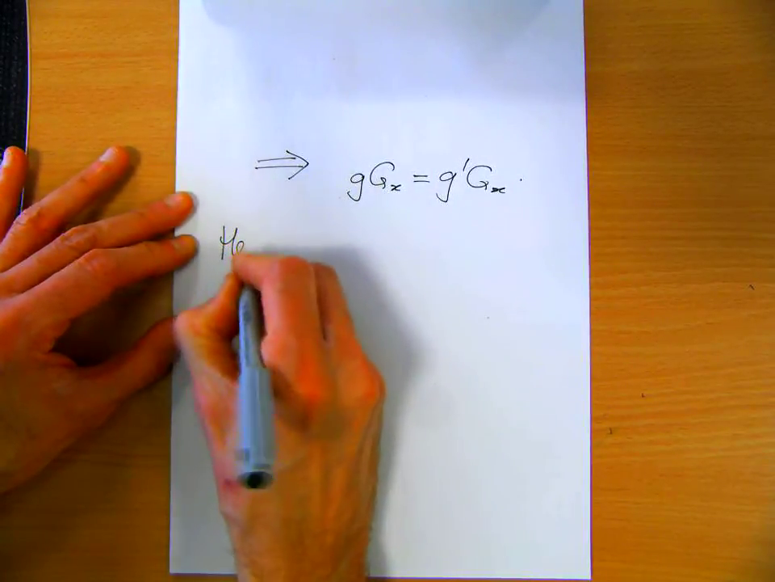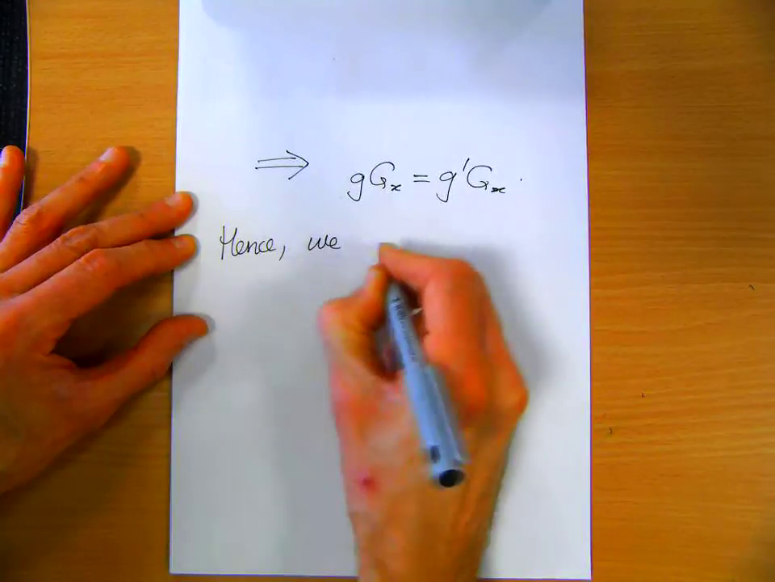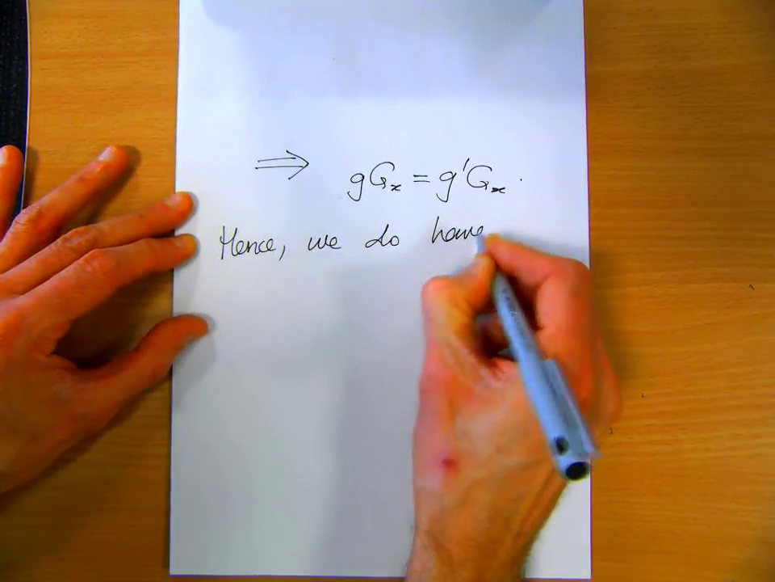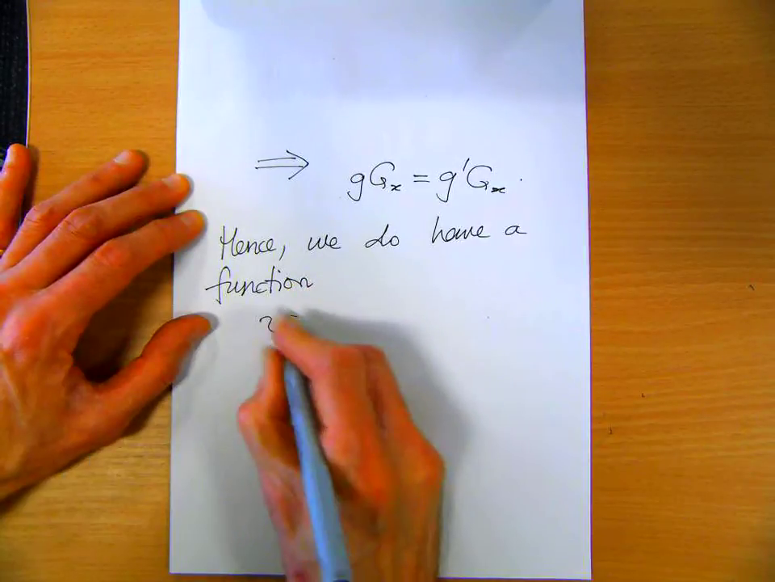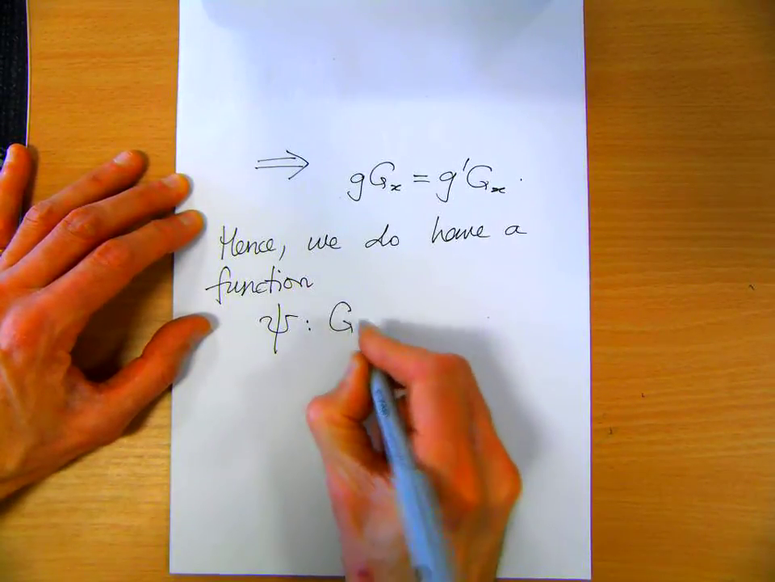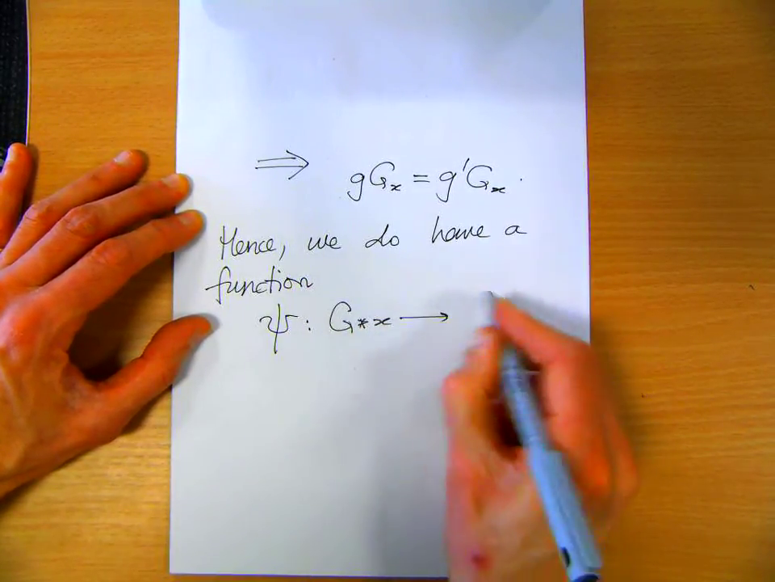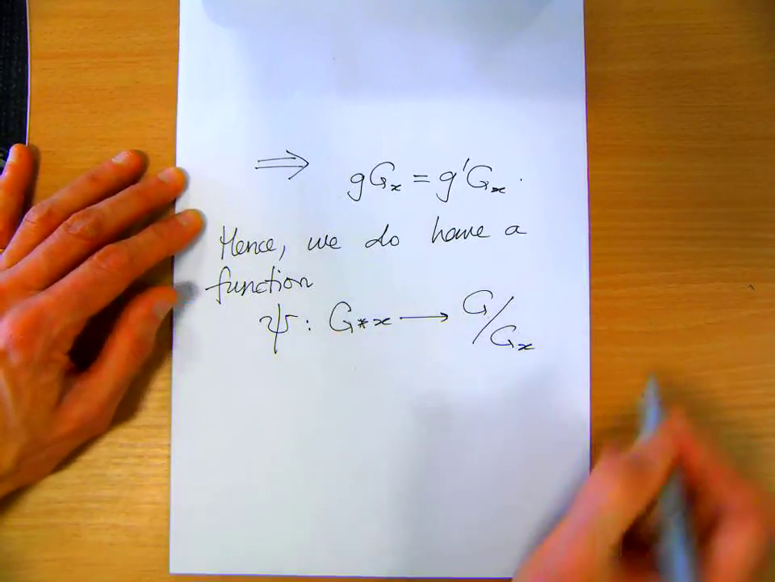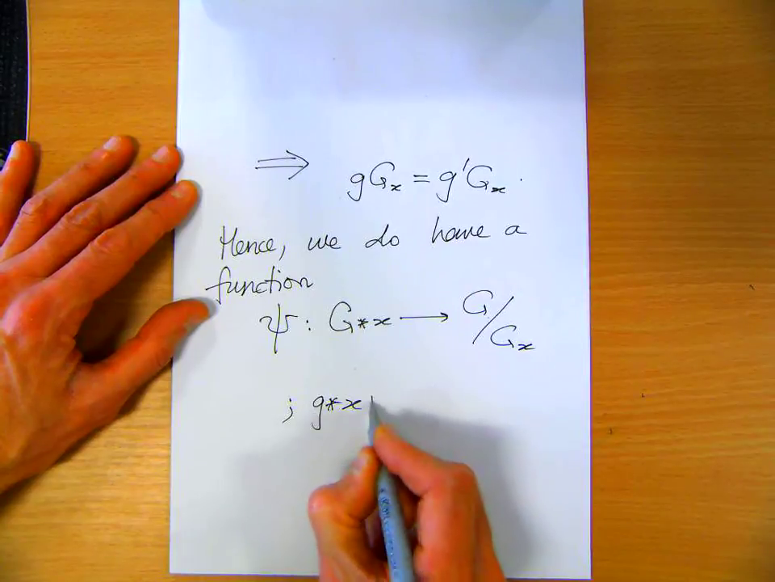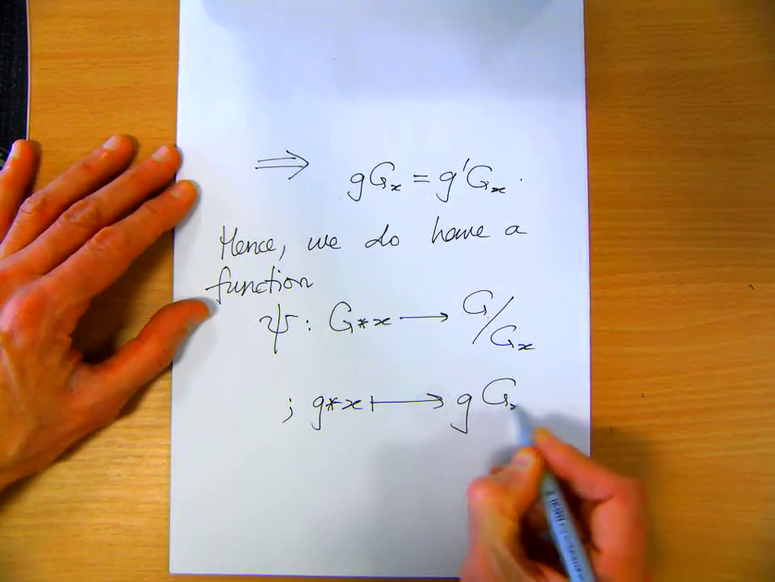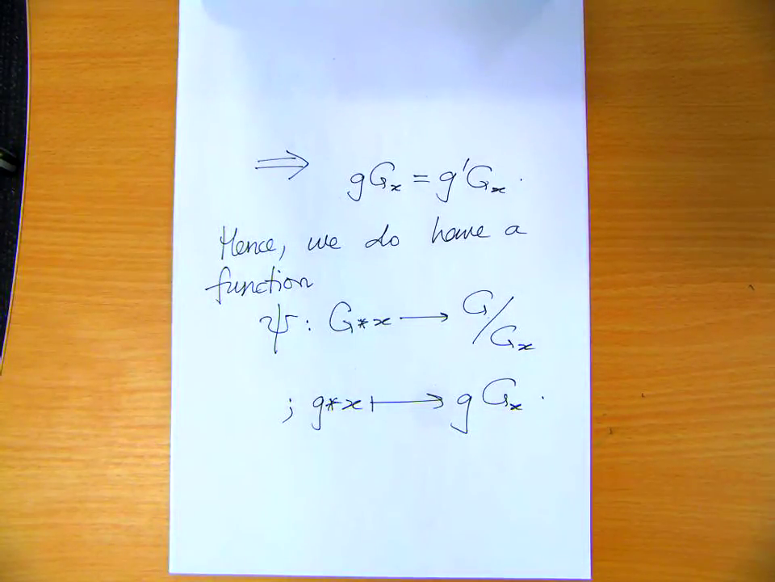So hence, we do have a function. I mean, I shouldn't really have written it down until I checked that. From the orbit to the set of cosets, which takes g star x to g G_x. And I've just checked that this makes sense. It doesn't matter which g we use, we'll get the same coset.